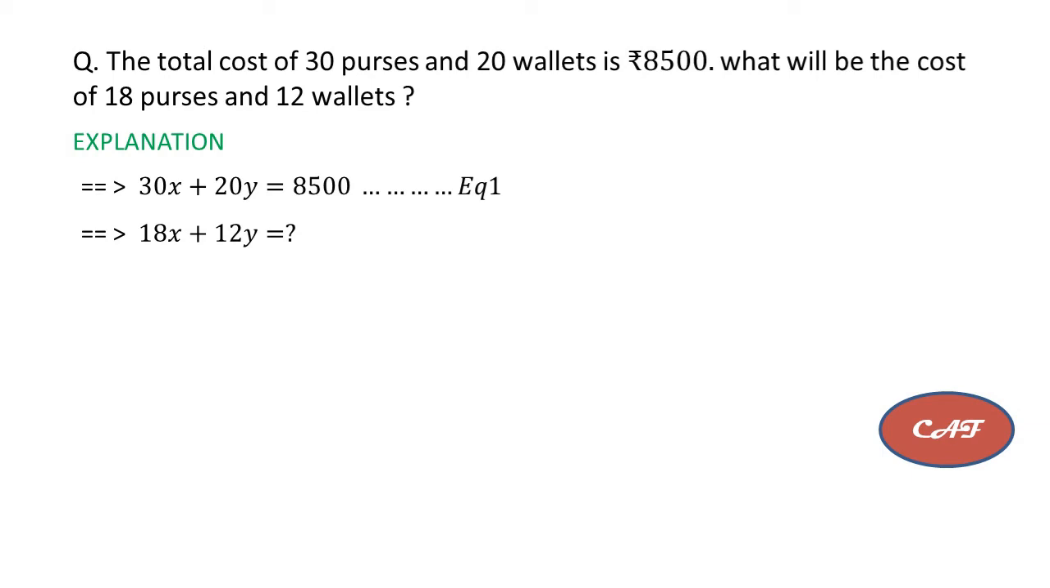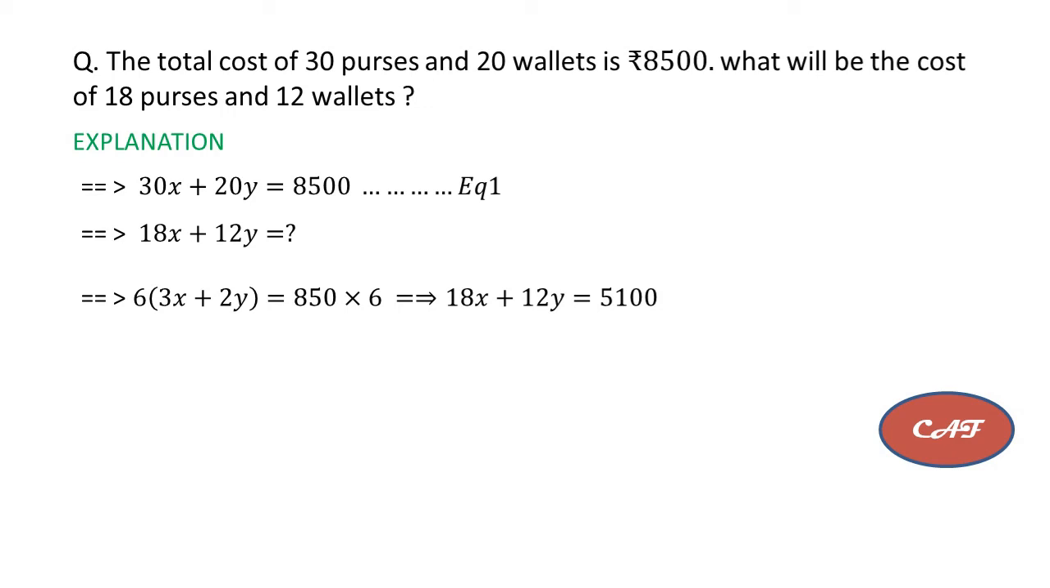So first we will solve equation 1. From that we will think whether we can do anything or not. So I am dividing both sides of equation 1 by 10. So you will get 3x plus 2y is equal to 850. After that, if you multiply both sides by 6, you will get whatever question they asked. So I am multiplying both sides by 6.